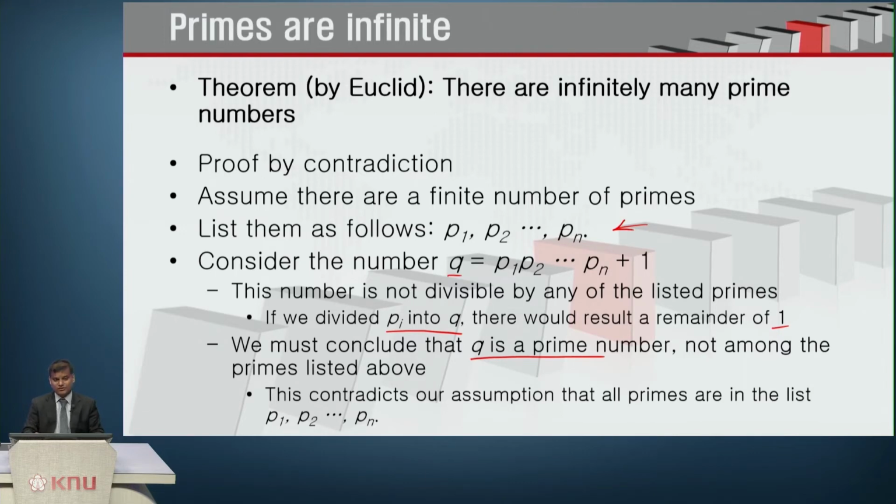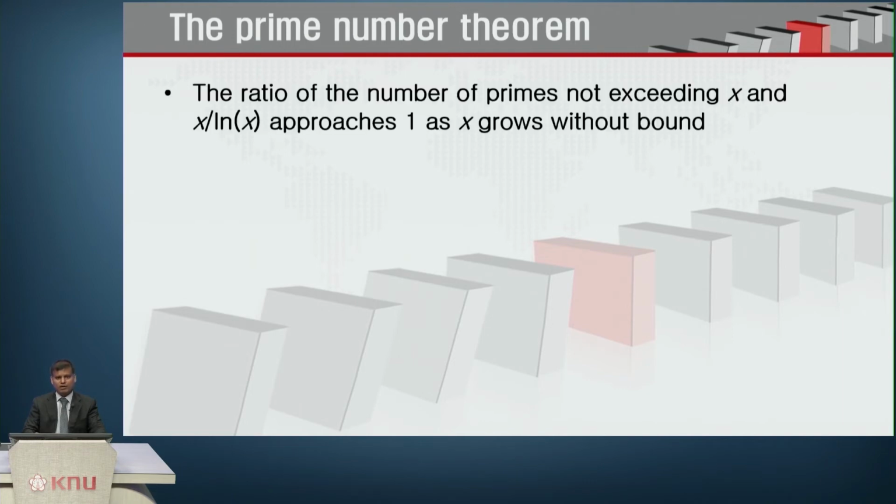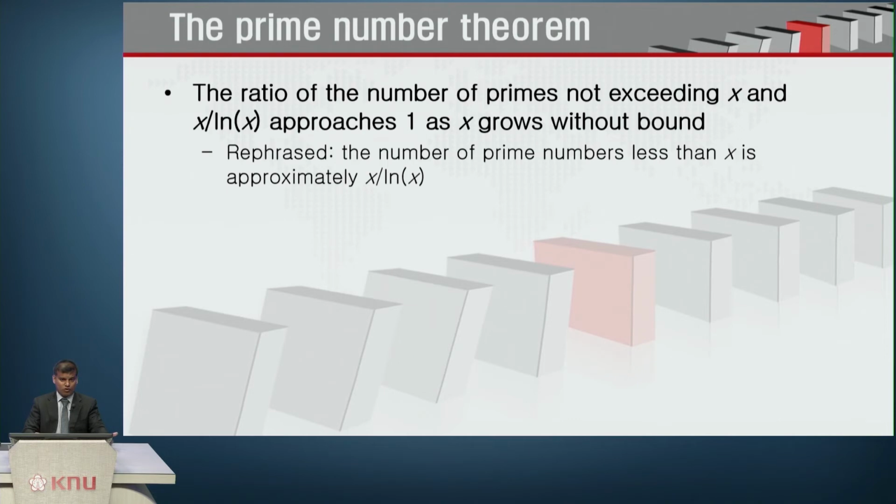Therefore we can surely say that there are numbers that are not in the list, and eventually there are infinitely many primes. Now the prime number theorem: the ratio of the number of primes not exceeding x, and x divided by the natural log of x, approaches 1 as x grows without bound.